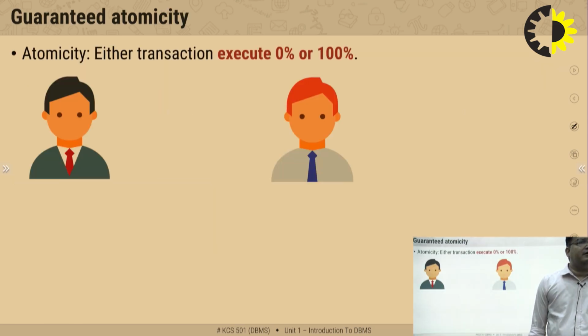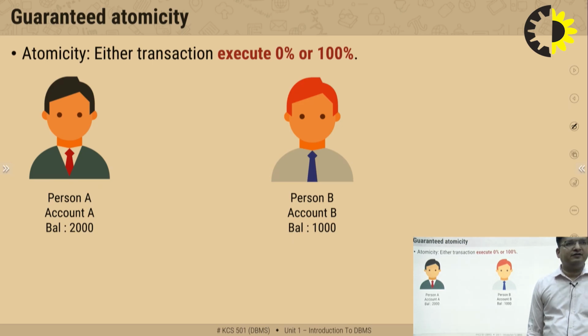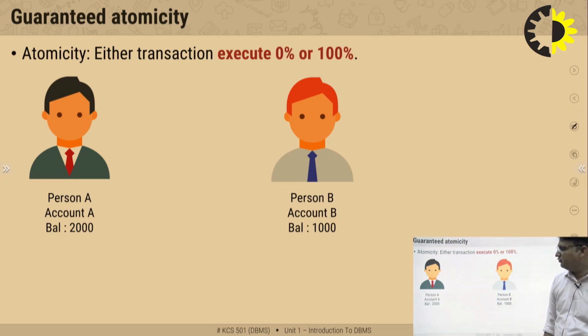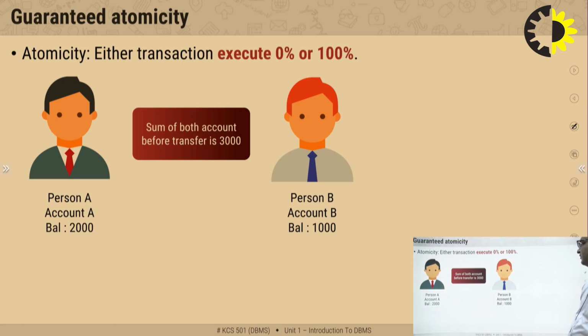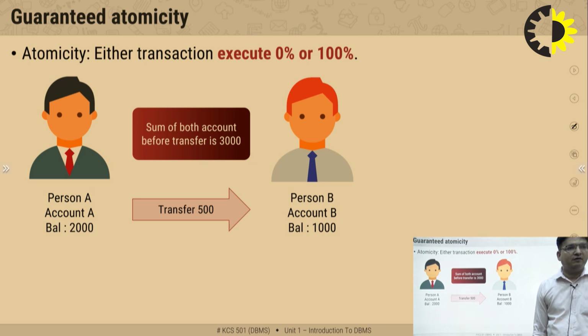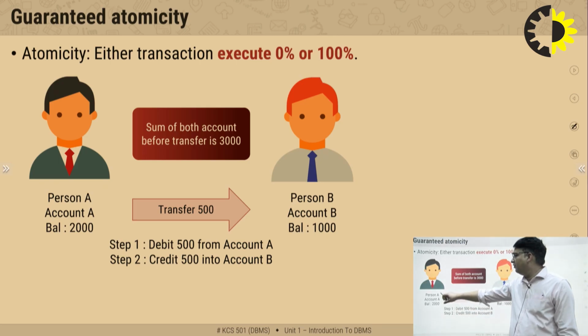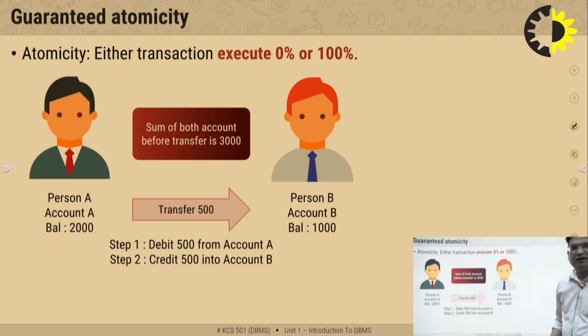Next is guaranteed atomicity. That is, either the transaction executes 0% or 100%. See, we have 2 persons, A and B. Person A and person B have certain rupees in their accounts. One has 2000 and another has 1000. So the sum is 3000. Now A is transferring 500 to account B. So in step number 1, we will debit 500 from the account of A and credit it into the account of B.